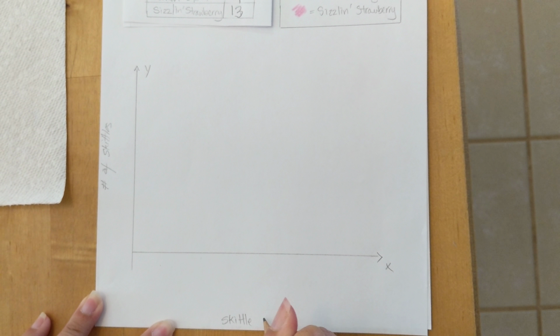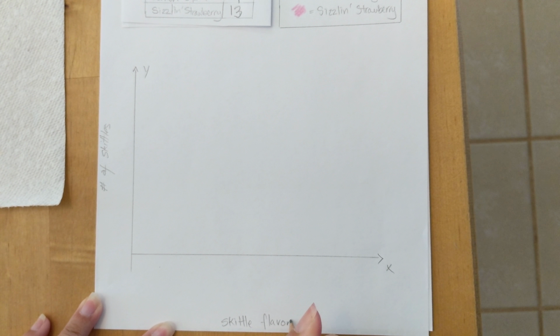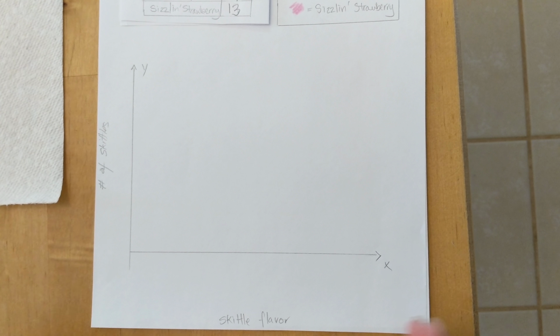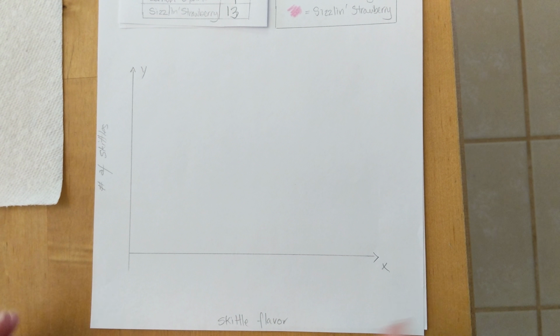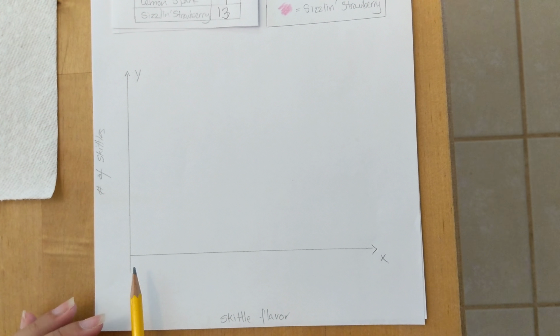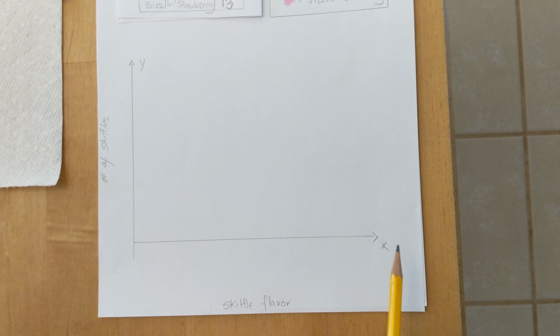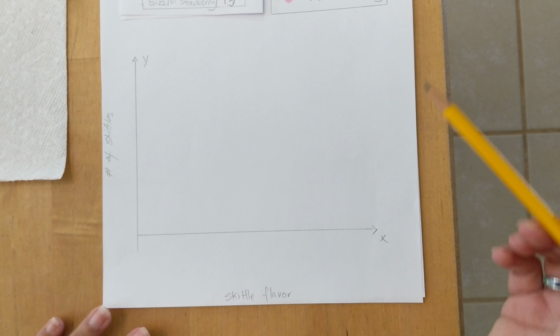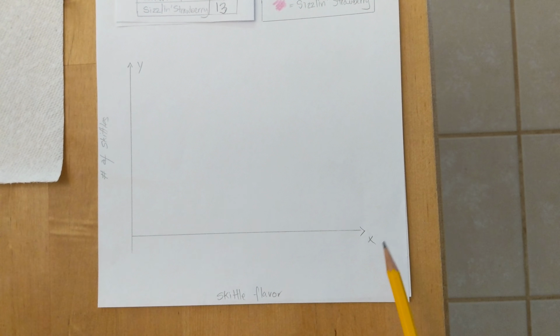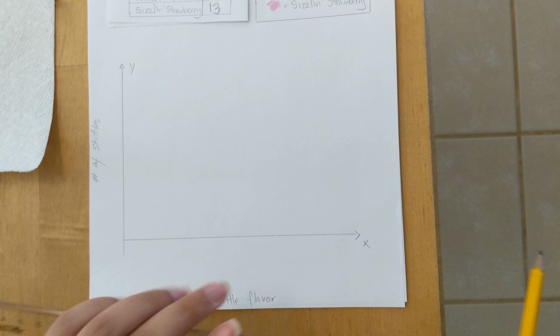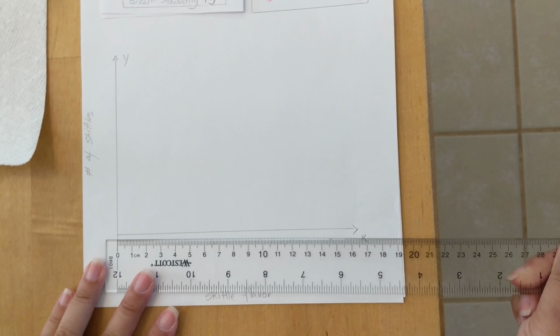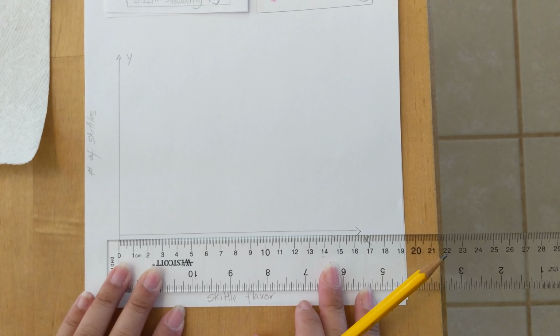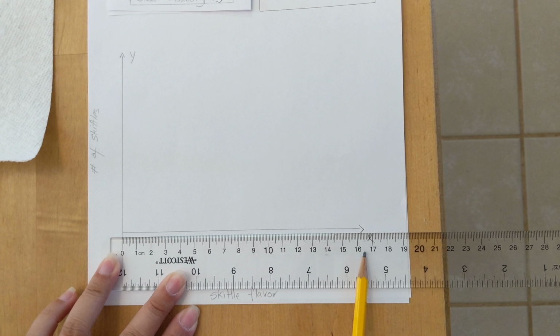Skittle flavor. Now I'm leaving space here. So how do I know, scale wise, where to put my numbers? Well, let's first figure out how long this is. We can use a ruler. Now I'll start with 0 and we're going to measure in centimeters because we're in science. This is about 16 centimeters.